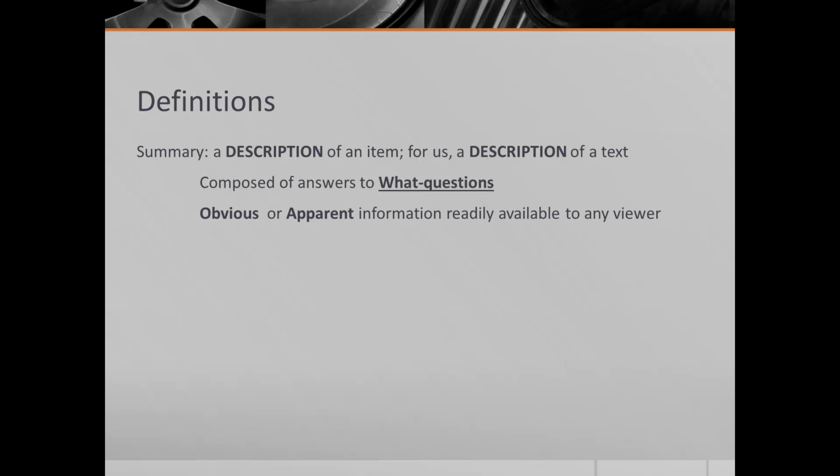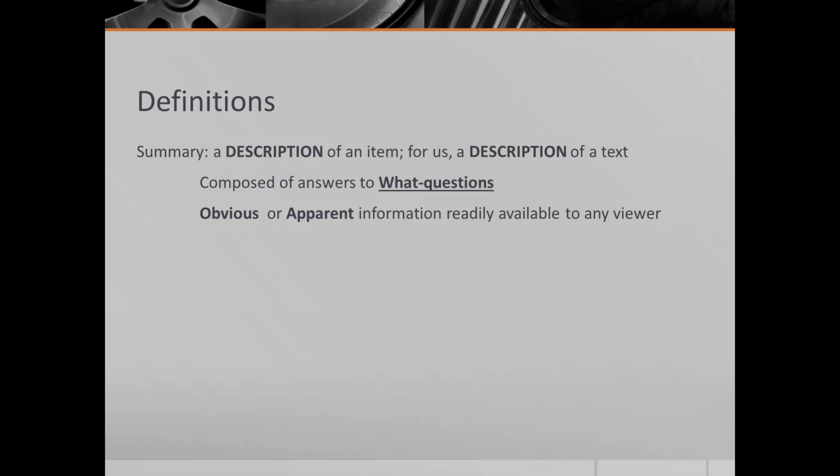We begin with definitions. As discussed in a previous PowerPoint, a summary is a description of an item. For us, it's a description of a text. Descriptions or summaries in this way are described with what questions, answers to what questions: what's going on, what is the tone, what is the fill in the blank. We'll discuss more examples of what questions in a minute.